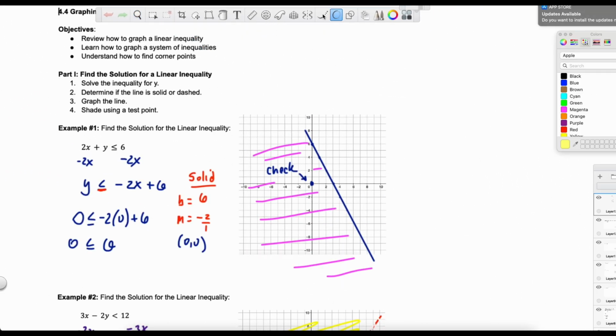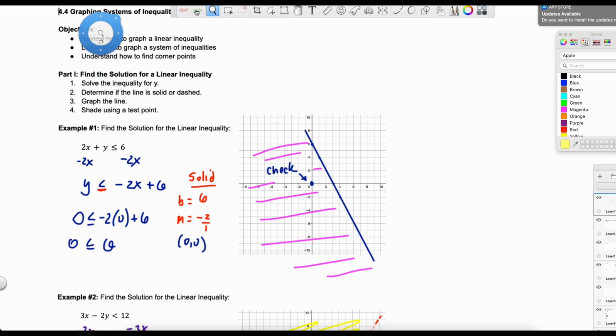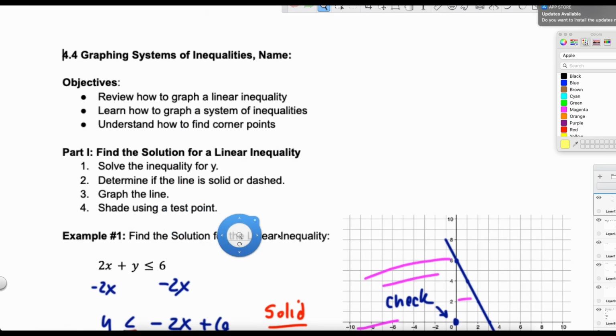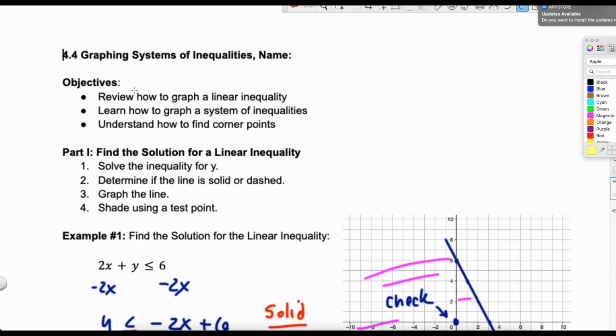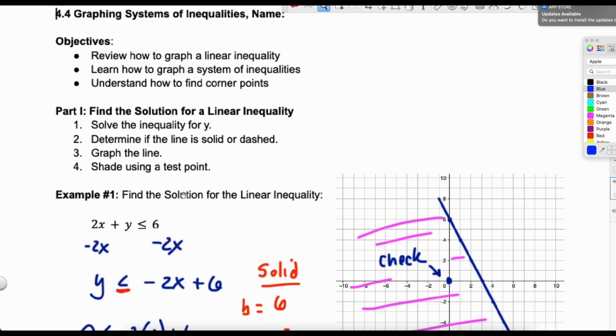Today we're going to go over the solutions for the notes for graphing systems of inequalities. I already did these notes, so I thought I'd just post them and then I can help you go through them. In this section we're reviewing how to graph a linear inequality, how to graph a system of linear inequalities, and how to find the corner points of that system.